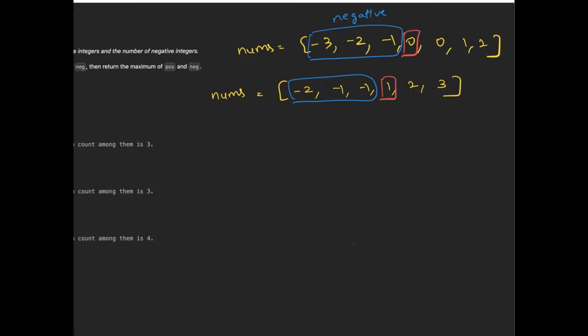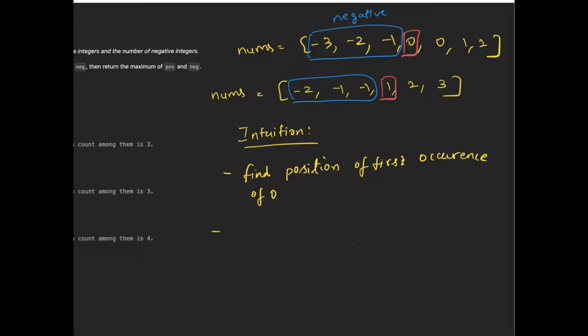Let's try to optimize the time complexity from O of n to O of log n by using a binary search approach. Let's walk through the logic behind finding the count of negative and positive numbers in an array. The idea is to first identify the position of the first occurrence of 0. If there are no zeros in the array, we find the first occurrence of a positive number.